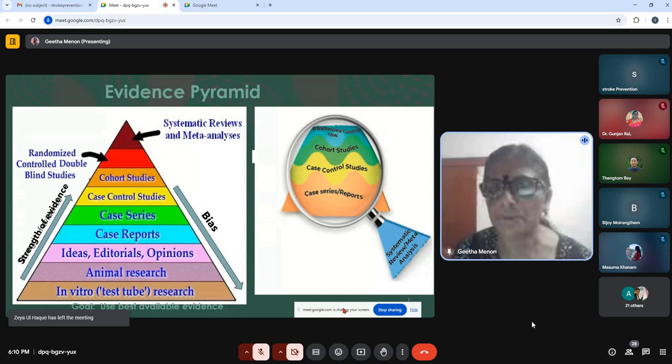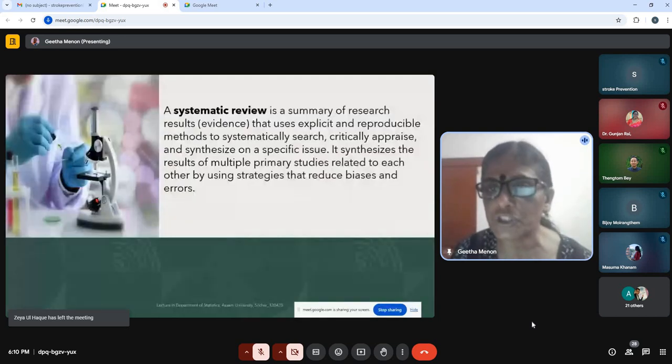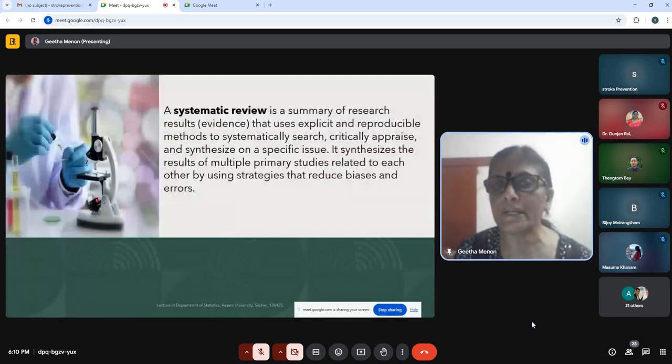Now, talking about it, what is a systematic review? A systematic review is a summary of research results. It is a summary of evidence available in the form of literature that uses explicit and reproducible methods to systematically search, critically appraise, and synthesize information on a specific problem, a specific research question. It synthesizes the results from primary studies by using such strategies that minimize the bias and reduce the errors.